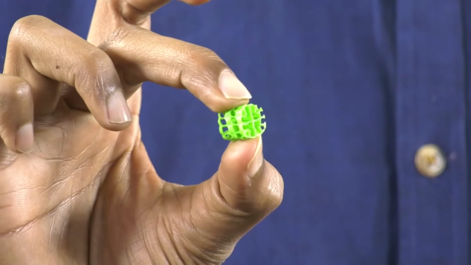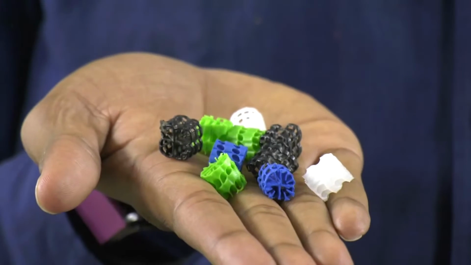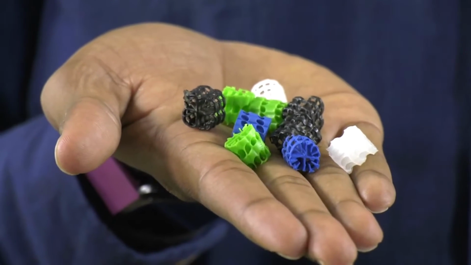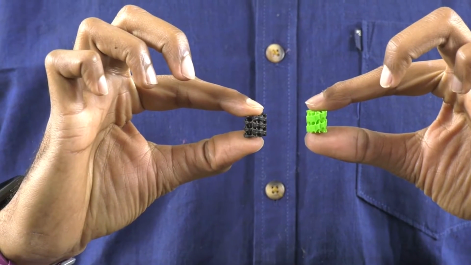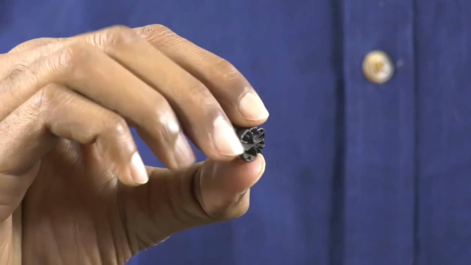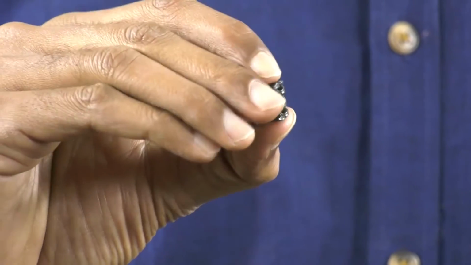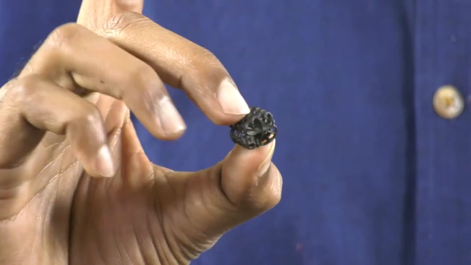So, again, inert media, why do they prefer this? Because you have this as a combined system. You have microbes thriving on this, and you can also have this as a moving bed biological reactor. Here I have these suspended in the water with aeration, and these will provide surface area for the microbes to grow.